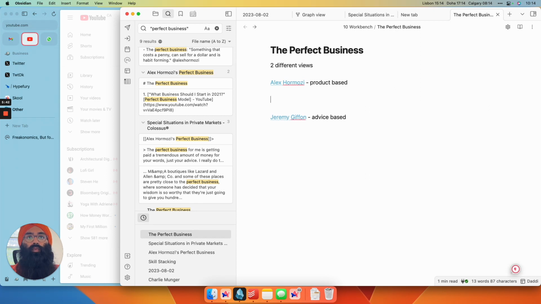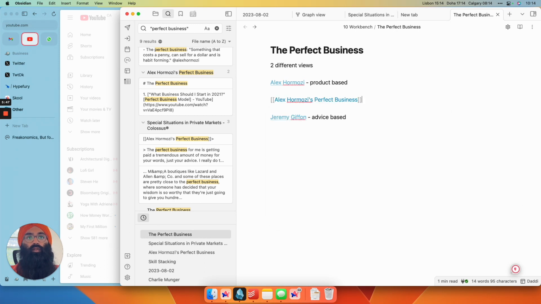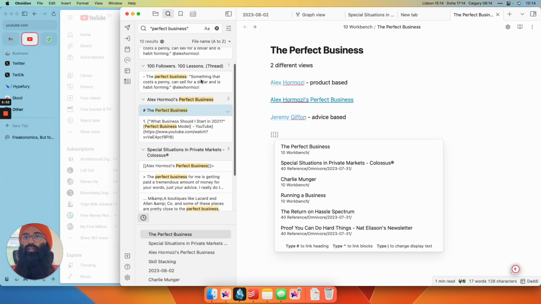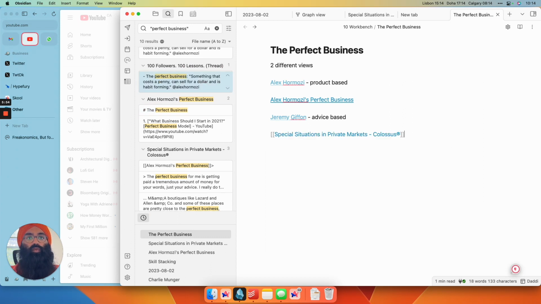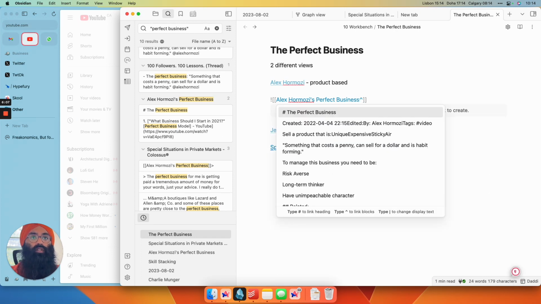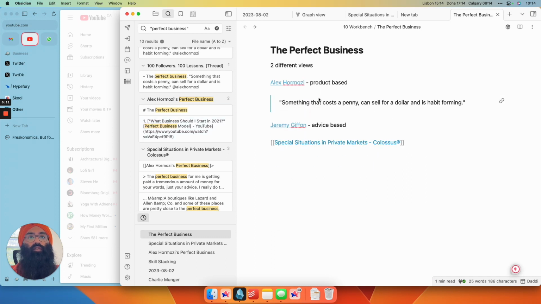Cool. And what we probably want to do is find that note, Alex Hormozi's perfect business, and here his note is actually titled "Special Situations in the Market." What we want to do is a block reference, like an embed, and then go directly to that note that is of importance here. There we go. So there's the quote from Alex Hormozi, something that costs a penny, right in line in this new note that I've created.